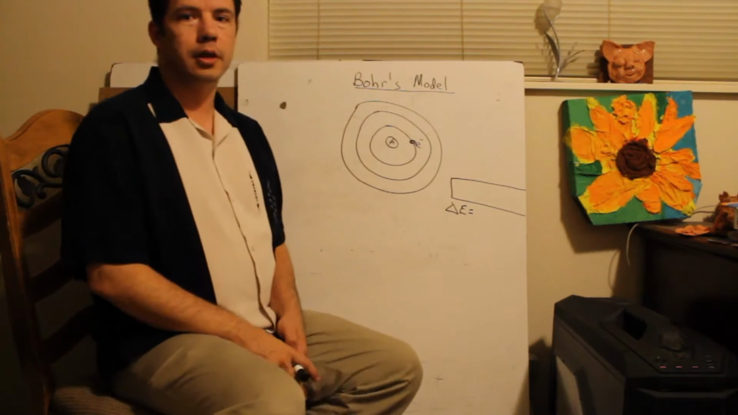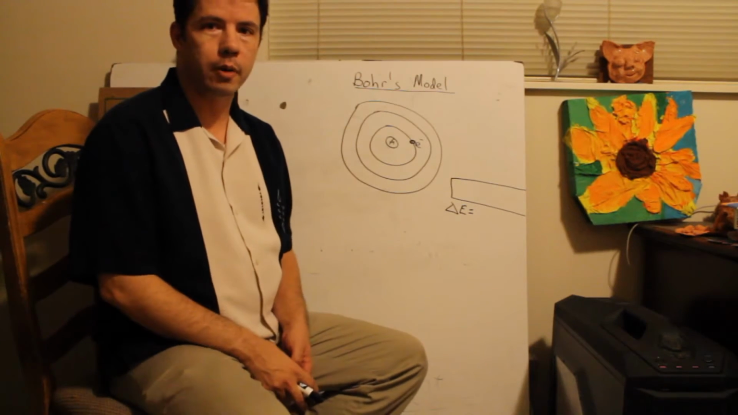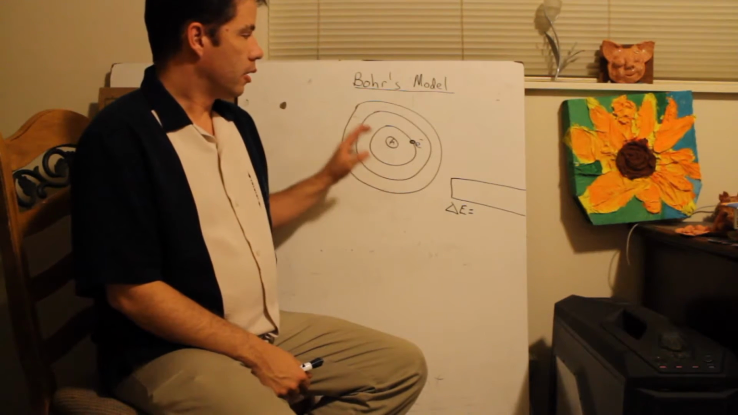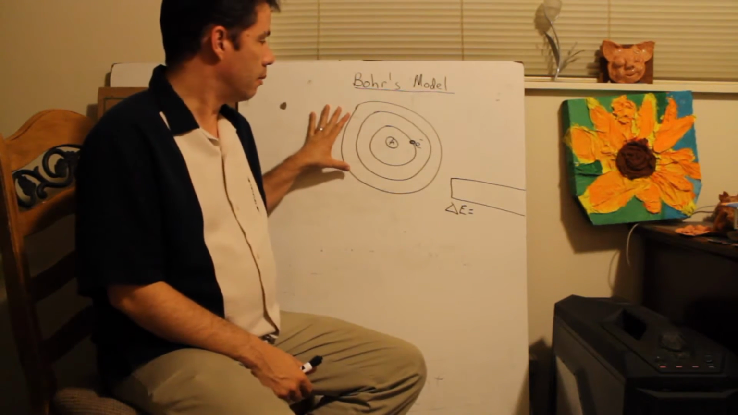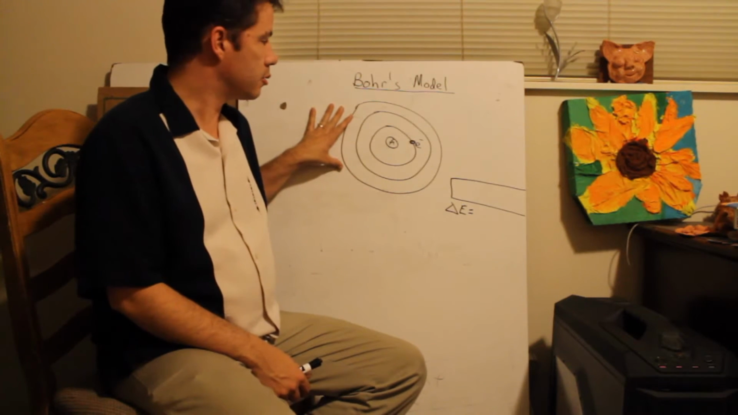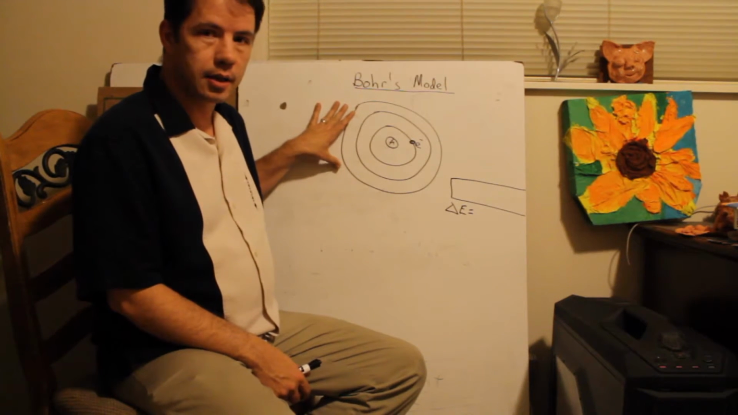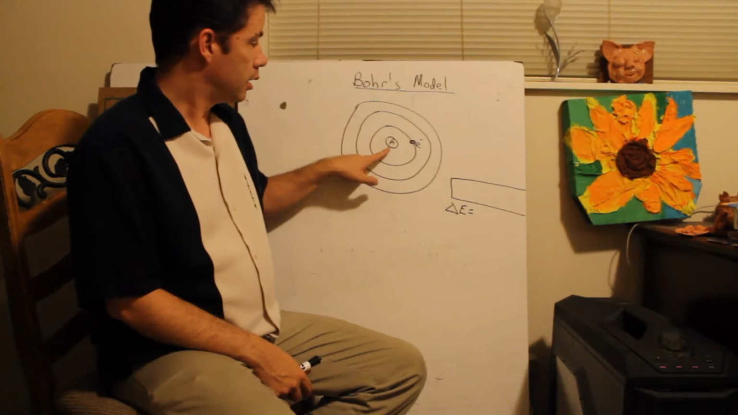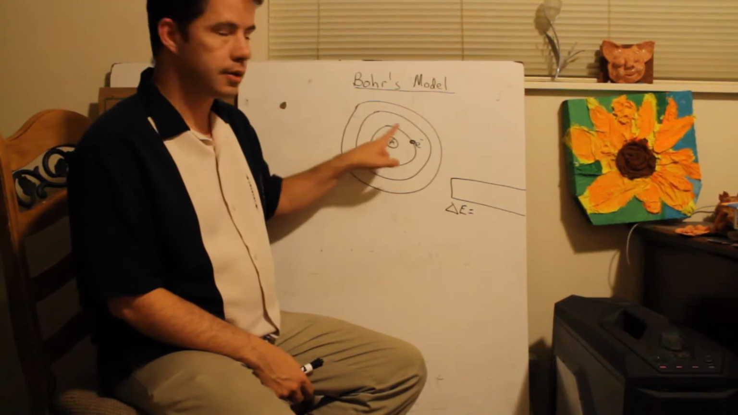Hello, I'm Mr. Franklin. Today we're going to look at Bohr's model of the atom. Most people by the time you get to high school chemistry have seen this model before, where you see a nucleus with at least a proton and you know that electrons go around the outside of the nucleus.